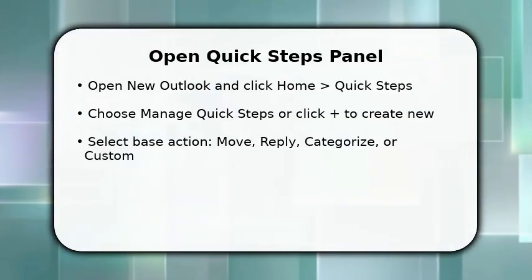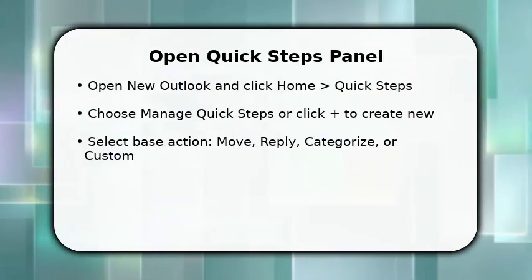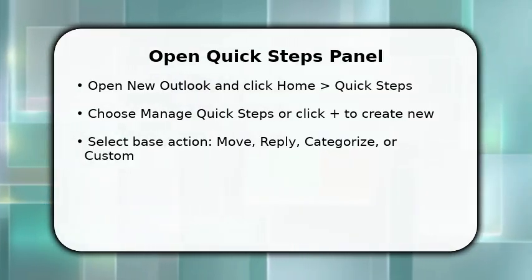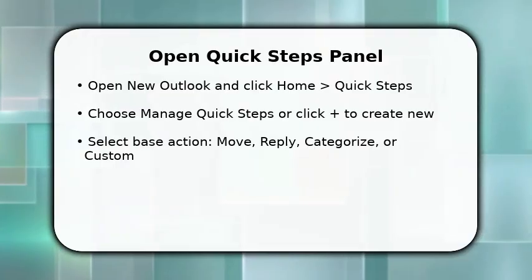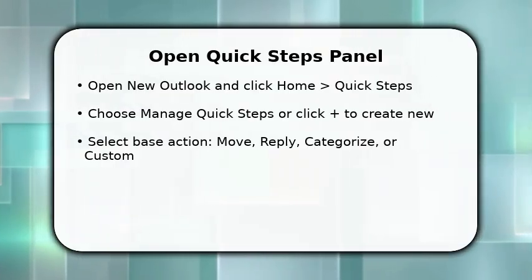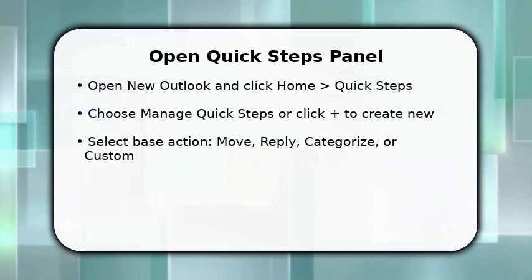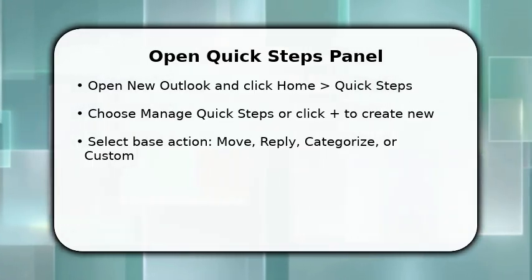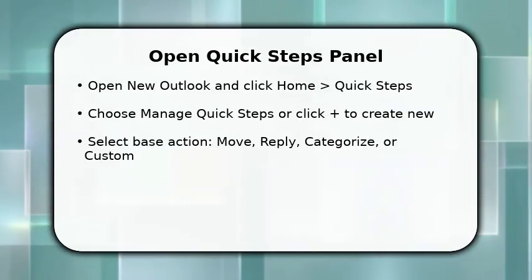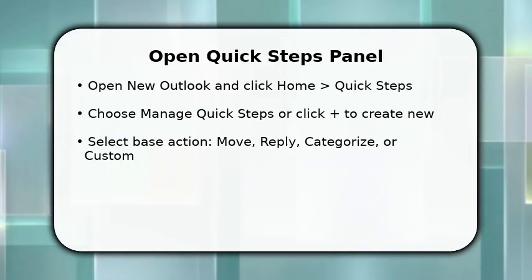You start by opening the new Outlook and going straight to Home Quick Steps. This is where you build repeatable actions. Click Manage Quick Steps or the plus button to create a new one. You pick a base action like Move, Reply, or Categorize because that defines the automation's core behavior. Choosing correctly now saves time later.